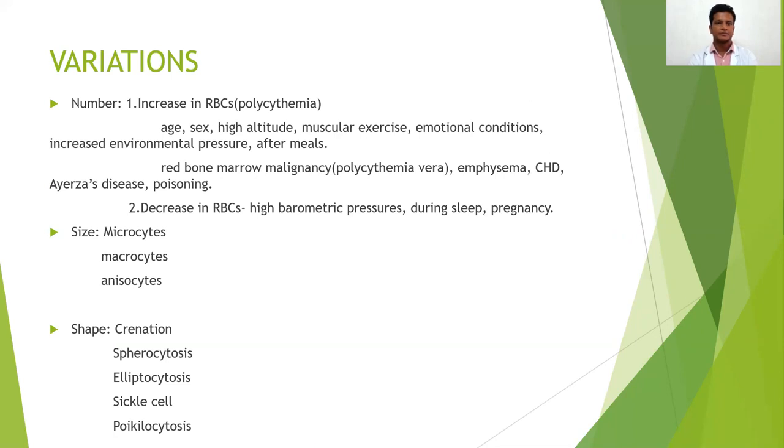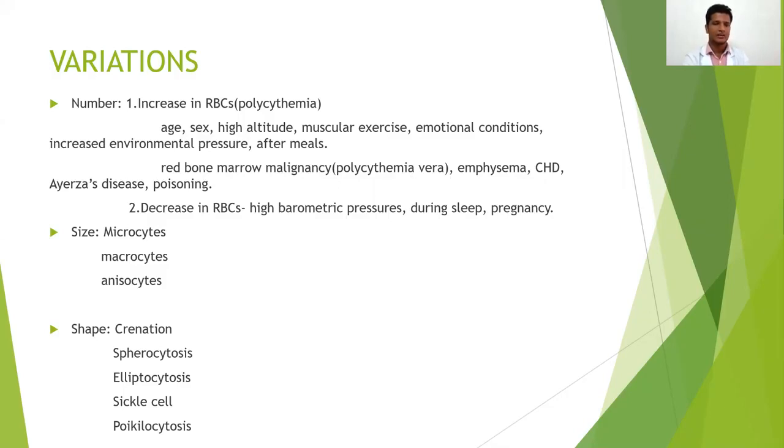Variations in RBC. In number, increase in RBC, which is polycythemia, can be seen in physiological conditions such as age, sex, high altitude, muscular exercises, emotional conditions, increased environmental pressure, after meals, etc. And in pathological conditions: red bone marrow malignancy, polycythemia vera, emphysema, congestive heart disorder, Ayerza disease, and poisoning. Decrease in RBCs is seen in high barometric pressure, during sleep, and in pregnancy.